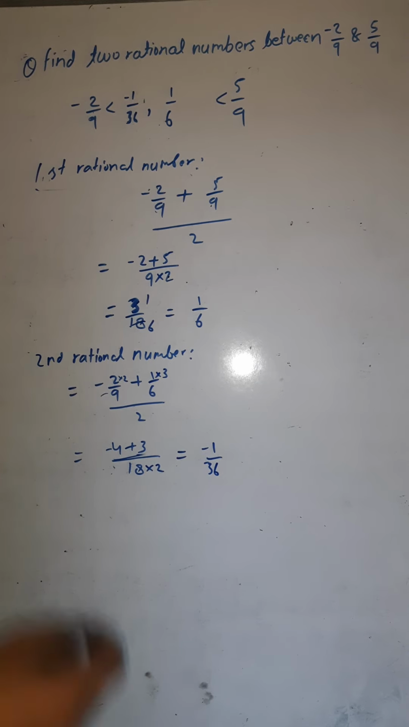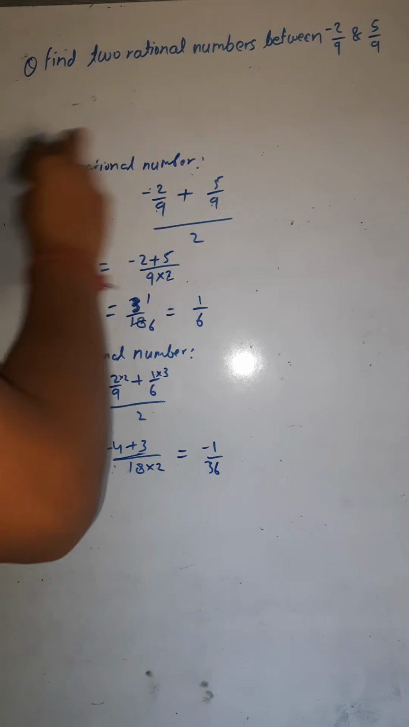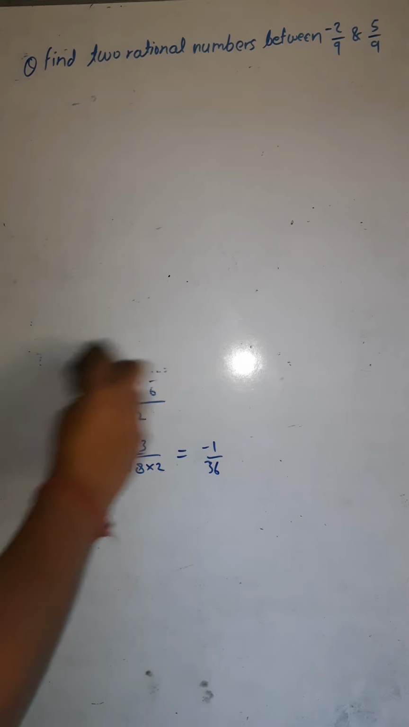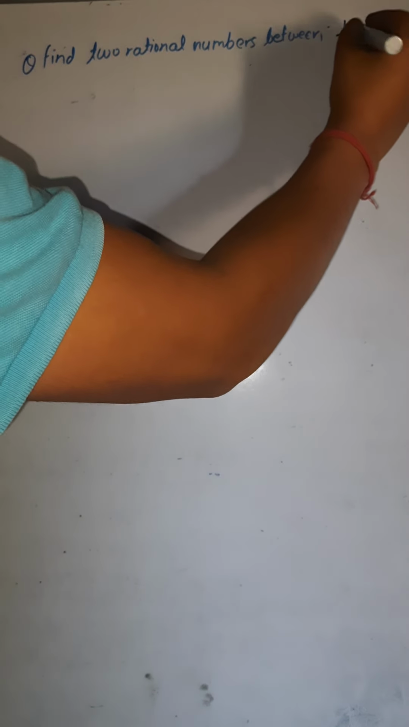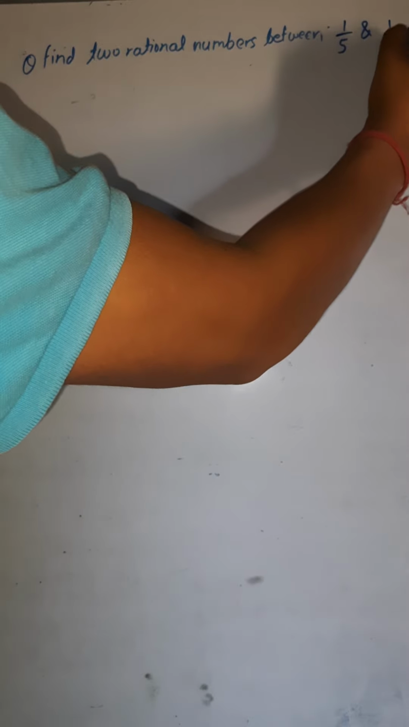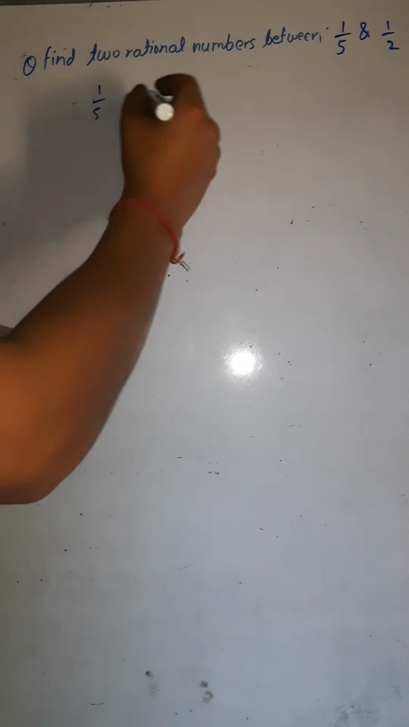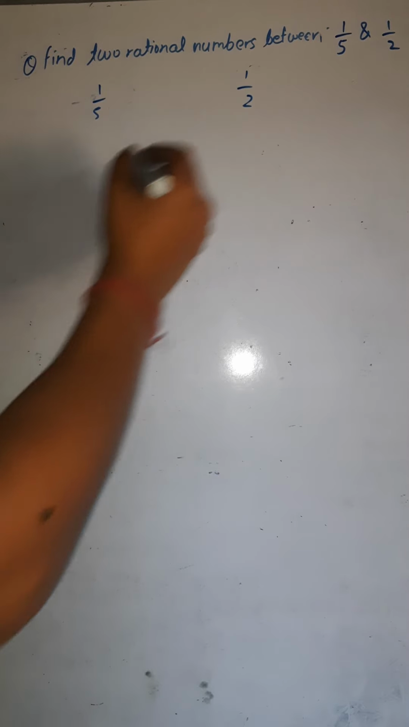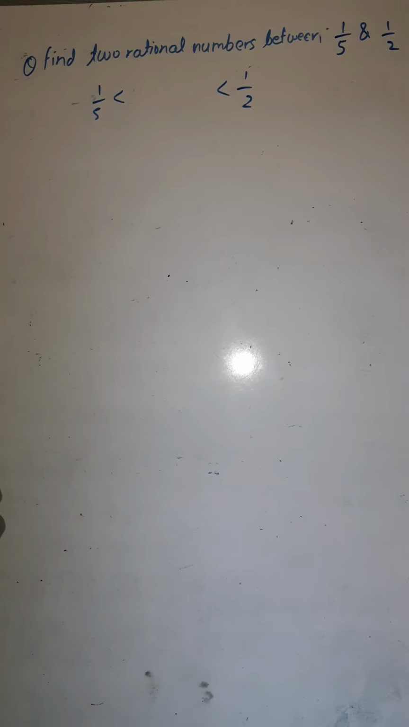Okay. Now a little bit change in the question. Just note it down. Now if you have noted, I have a new question for you. Similar question, just changing the fraction here. Find two rational numbers between 1 by 5 and 1 by 2. How to do it? It means you have to find two rational numbers between 1 by 5 and 1 by 2, so the rational number should be greater than this and less than this. So how to find out?